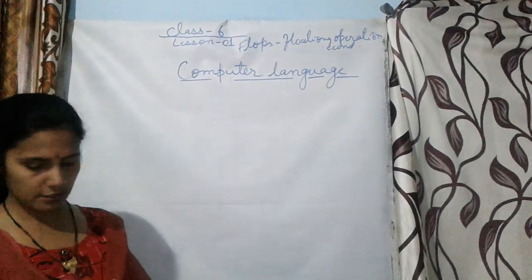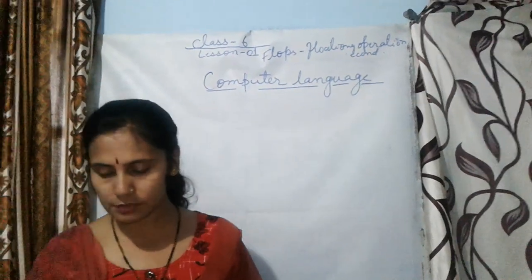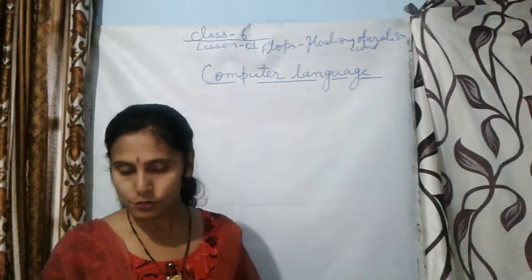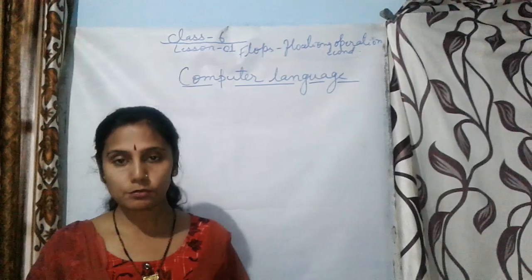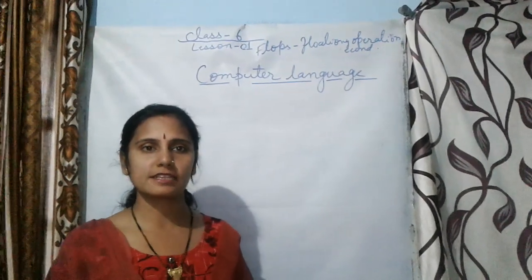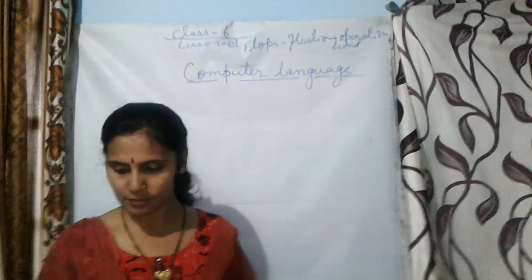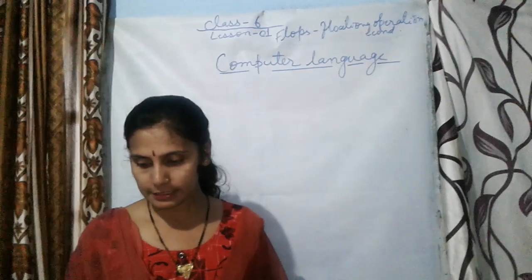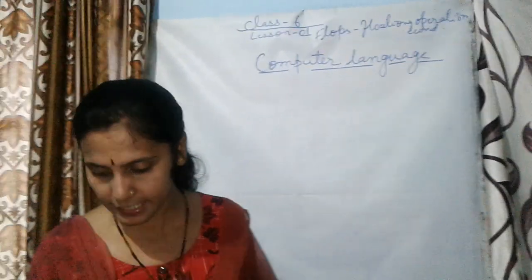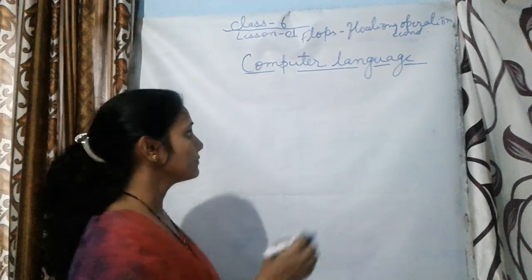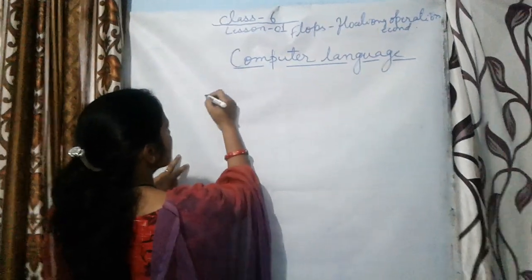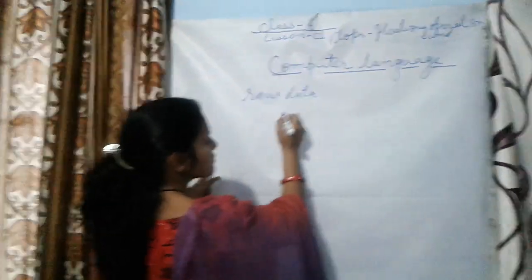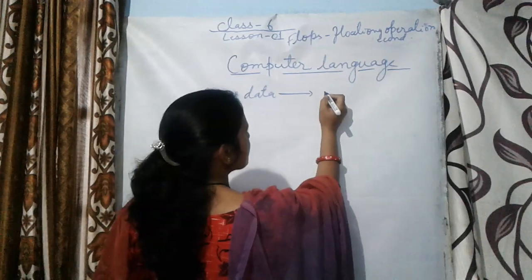Computer language. To enter into the first step of making a program, we need a programming language. So what is a programming language? A programming language is the language that the computer understands. We learned in class 5 already that the computer processes raw data to produce a meaningful result. That means our result depends on the raw data. When the raw data starts a process, it gives us the result.